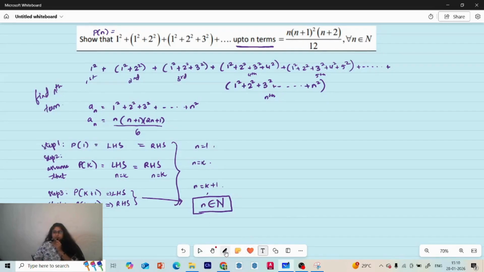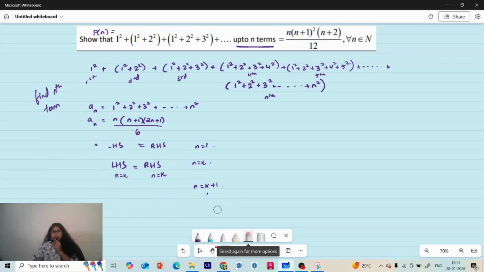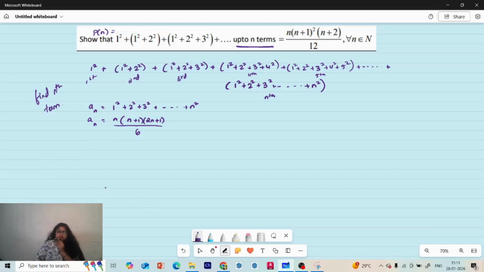Alright, so first, we have to do step 1, which is substituting the value of N equal to 1. Alright, okay, let us check. Let N be equal to 1. So P of 1 is equal to just 1 square. You can't write 2 square, you can't write 3 square, anything. So it's just 1 square.